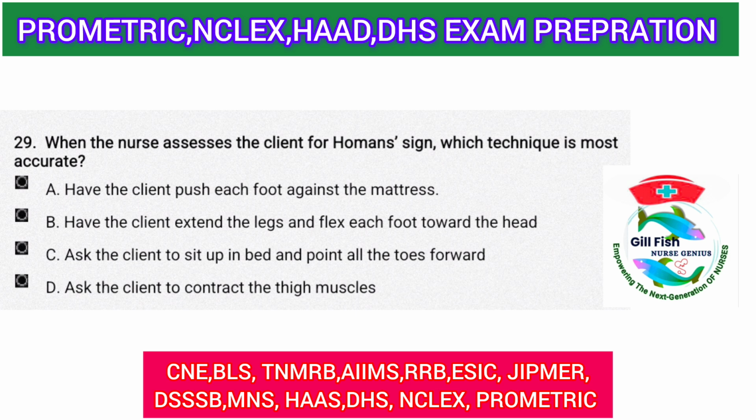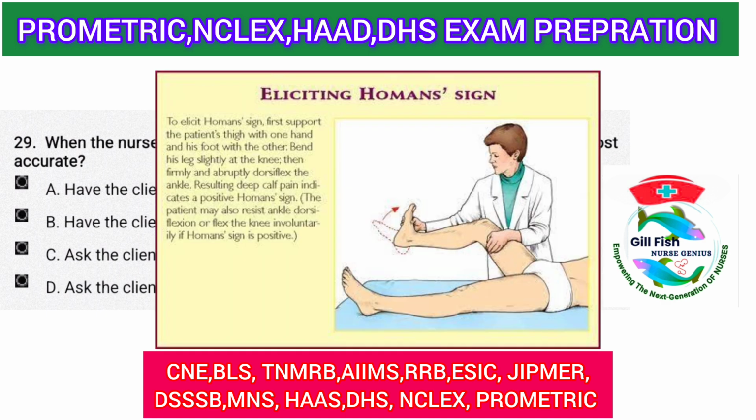The client extends the legs and flexes each foot towards the head. That will be the correct posture for doing the Homan sign. When you are doing this Homan sign, you will get pain in the calf muscles below that. So that will be the correct answer to identify deep vein thrombosis.